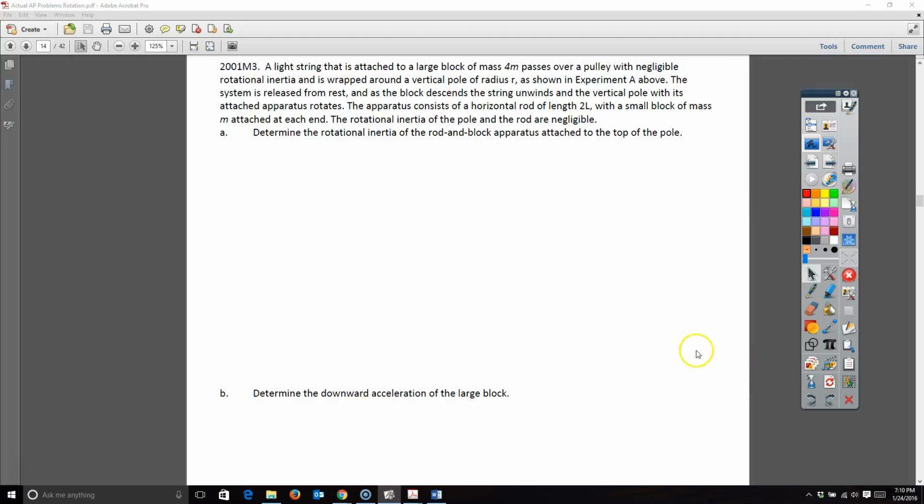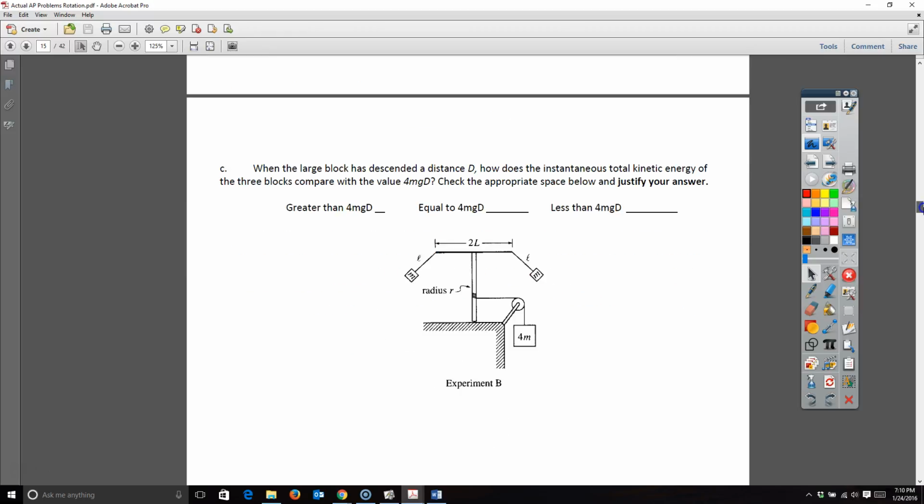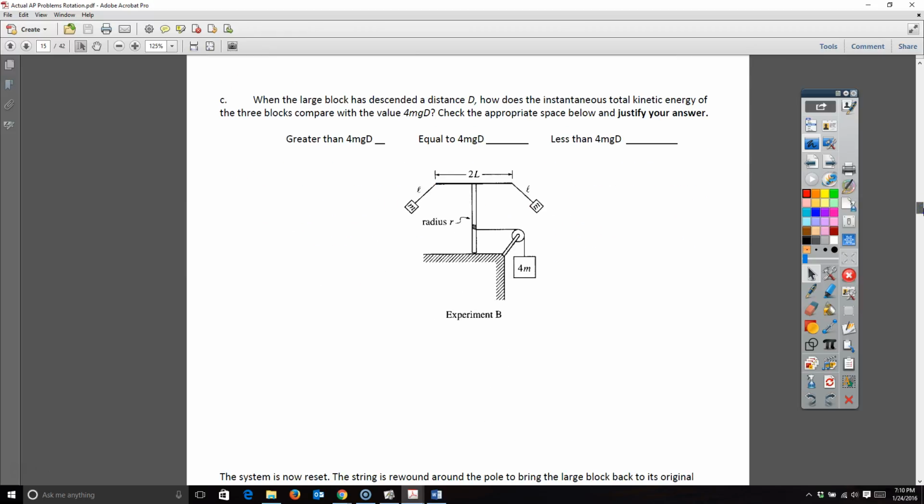Let's go ahead and look at the next page, which is going to be letter C. It says, when the large block has descended a distance d, how does the instantaneous total kinetic energy of the 3 blocks compare to the value of 4 mgd? So this one's going to be equal to 4 times mg times that distance, because we know that Ug is really equal to mgh. Here our mass is 4m times g, and then the distance it drops is going to be d. So that's kind of why that happens.